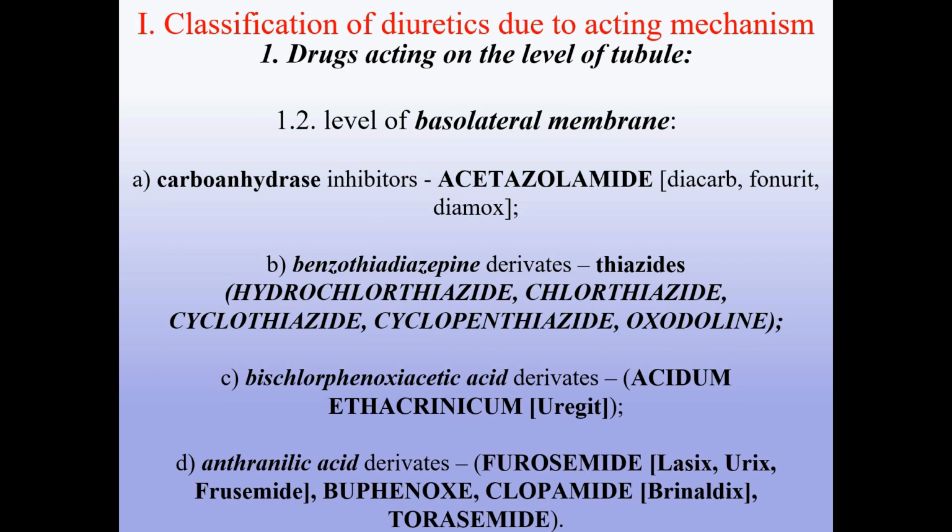Next, 1–2. Level of basolateral membrane. Carbonic anhydrase inhibitors, acetazolamide. Next, benzothiadiazine derivatives, thiazides, hydrochlorothiazide, chlorothiazide, cyclothiazide, cyclopenthiazide, and oxodoline. Next, bis-chlorphenoxyacetic acid derivatives, ethacrynic acid. And one more, anthranilic acid derivatives, furosemide, bufenox, clopamide, torasemide.